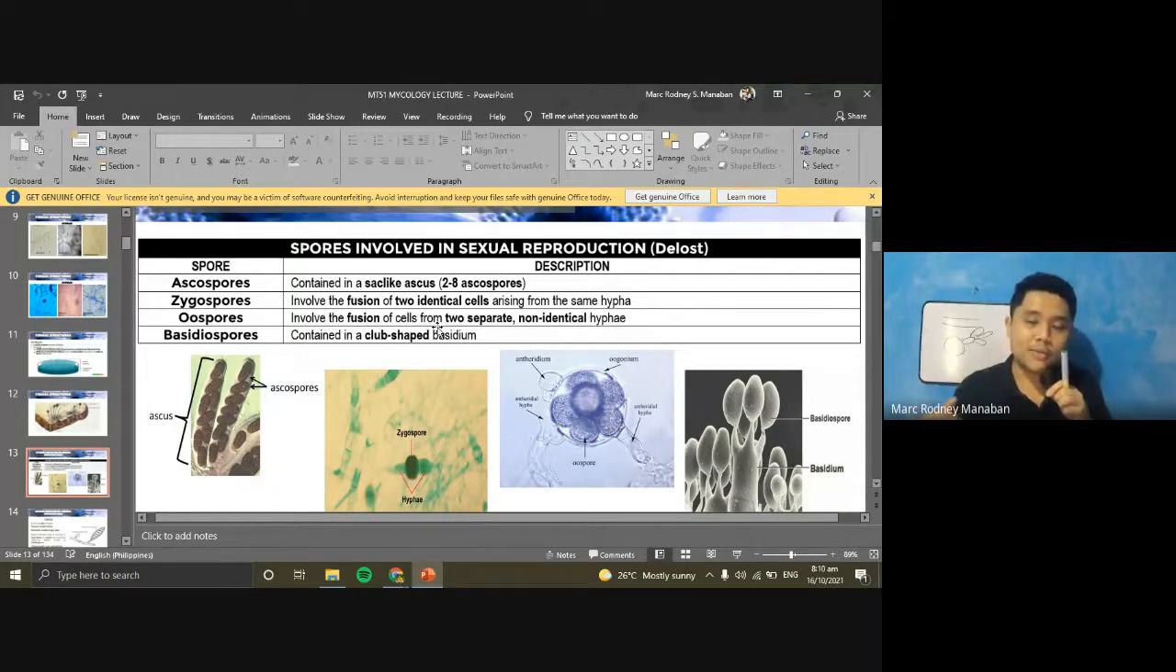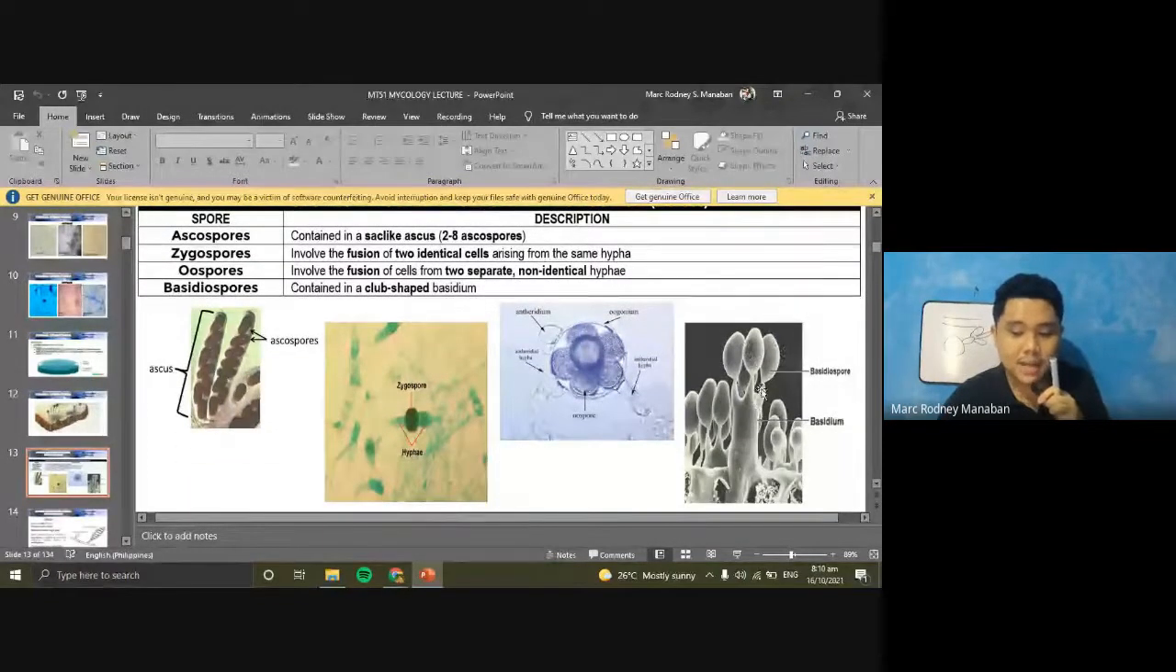So your zygospores are from the same hypha, whereas your oospores are from different, non-identical hyphae. And basidiospores are contained in a club-shaped basidium. Here's the basidium, club-shaped, and it produces the basidiospores. So, ascospores from the ascus; zygospores from two cells in the same hypha that meet and fuse; oospores from different hyphae that meet; and basidiospores from a club-shaped basidium. These spores are what we use for identification. We classify whether it produces ascospores, zygospores, or basidiospores.